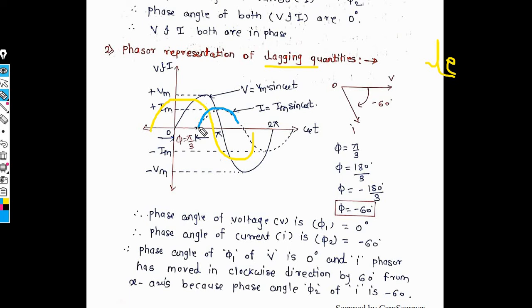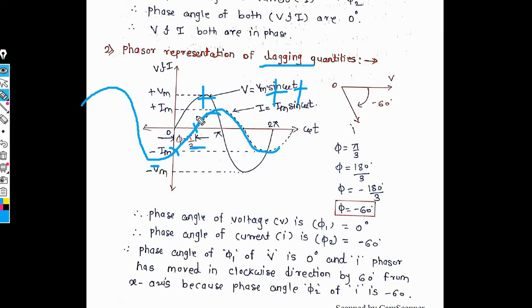Sir, what will be the phase difference, positive 60 or negative 60? Okay. Now, in the case where the waveform starts in the first quadrant, the waveform starts from here, so the angle will be positive. But in the lagging quantity, the waveform has already started from this point. That means the initial angle is negative from this point to this point, and after this point the waveform will be positive.